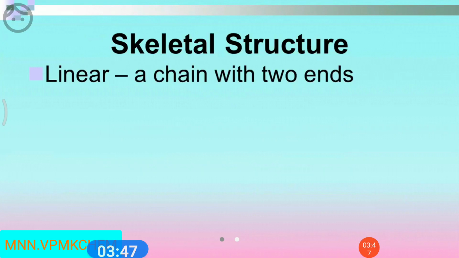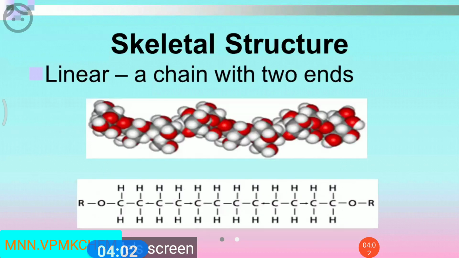According to the skeletal form of the polymer, it is divided into three types. First is linear. Linear polymers consist of a chain with two ends. So this is the image which represents a linear polymer. Here we can see it is a chain and it has two open ends, which can be extended or used for the further addition of monomeric units.